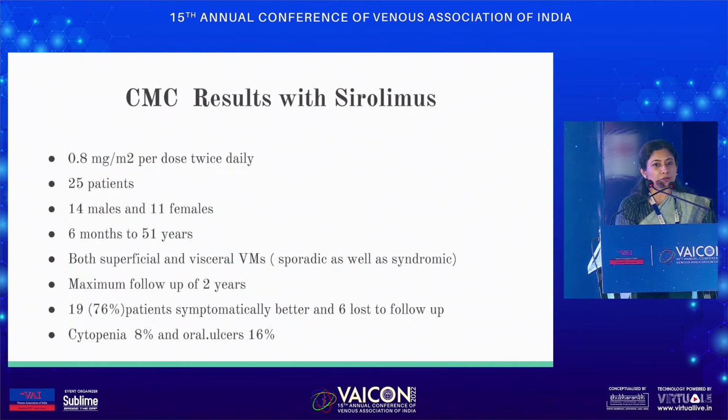Our CMC colleagues have shared their results with sirolimus. They use it at a dose of 0.8 milligram per meter square. They tried it in 25 patients in both superficial and visceral vascular malformations and followed them for 2 years. They've reported 76% symptomatically better and 6 were lost to follow-up. However, they did notice cytopenia and oral ulcers.